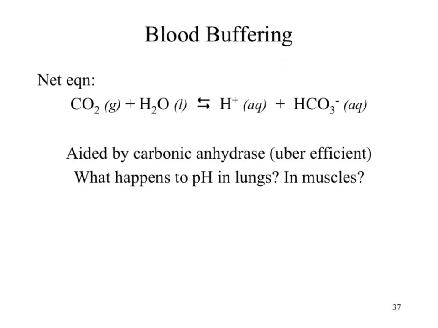Fun stuff. Blood buffering. You can go through carbonic anhydrase, super efficient enzyme. We can look at this overall system and think about what might happen to the pH in our lungs versus our muscles. So what are our lungs trying to do? Buffer what out of the system? CO2. We don't want CO2 in our lungs. The whole point is to get it out. So what's going to happen to our pH?